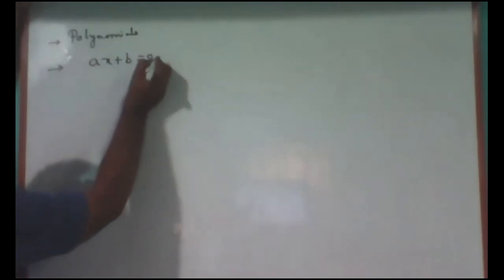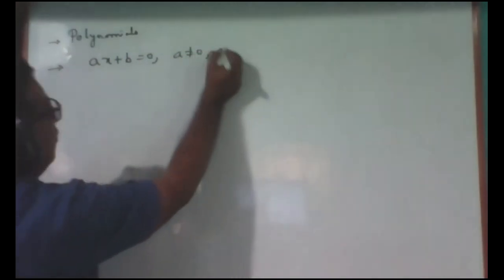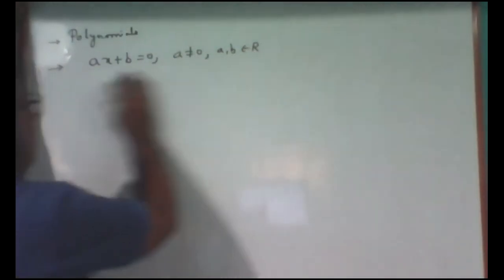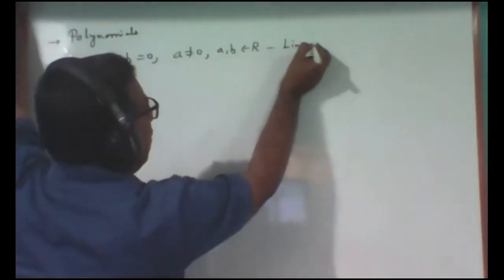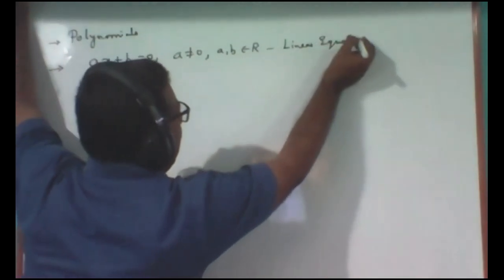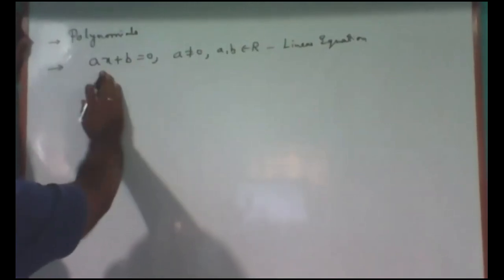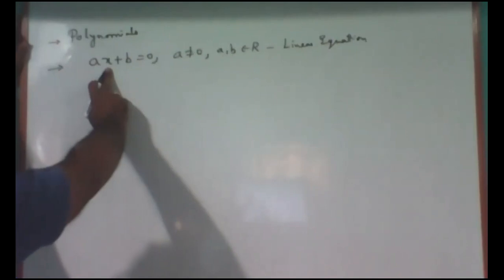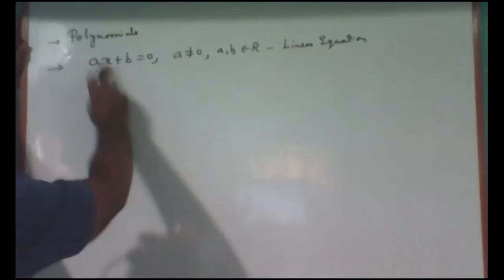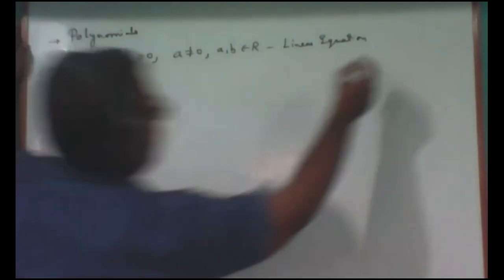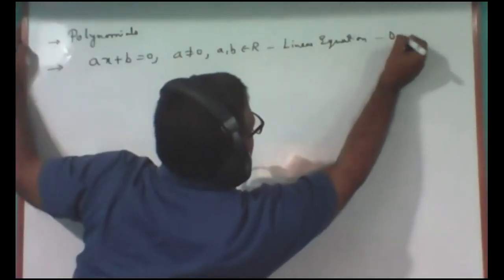The very first polynomial is linear polynomial, that is ax plus b equal to 0, where a not equal to 0, a and b element of R. This is the standard form of linear equation. This type of polynomial is said to be a linear equation. a and b are the coefficients and x is a variable. And what is the highest power of this polynomial? The power is 1. So degree is 1.